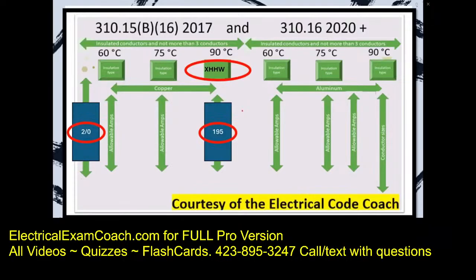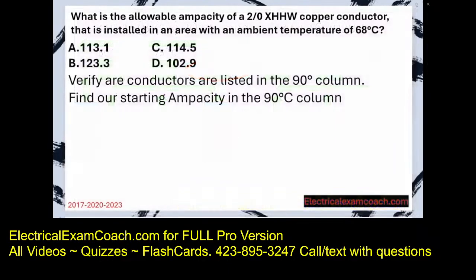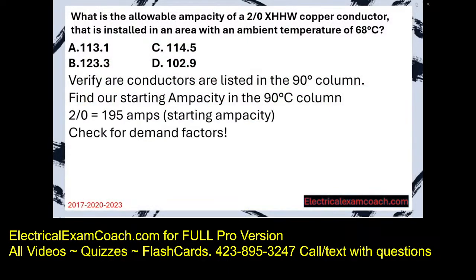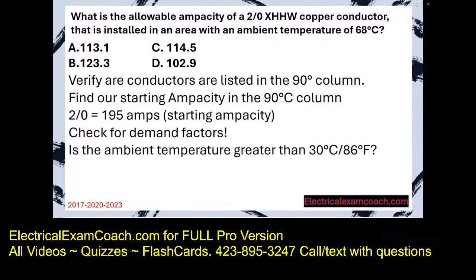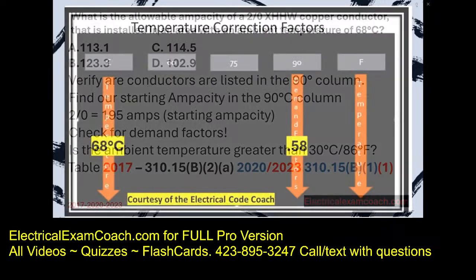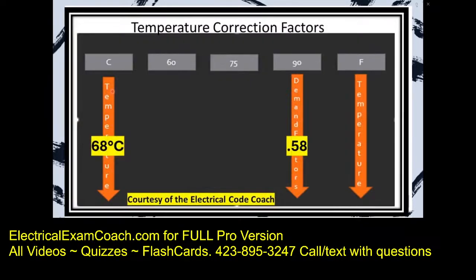Now we check for demand factors. Is the ambient temperature greater than 30 degrees Celsius? It sure is. So we know that there will be a demand factor. We head to our correction factor table, and this time we're going to start on the left-hand side because it was listed in degrees Celsius.